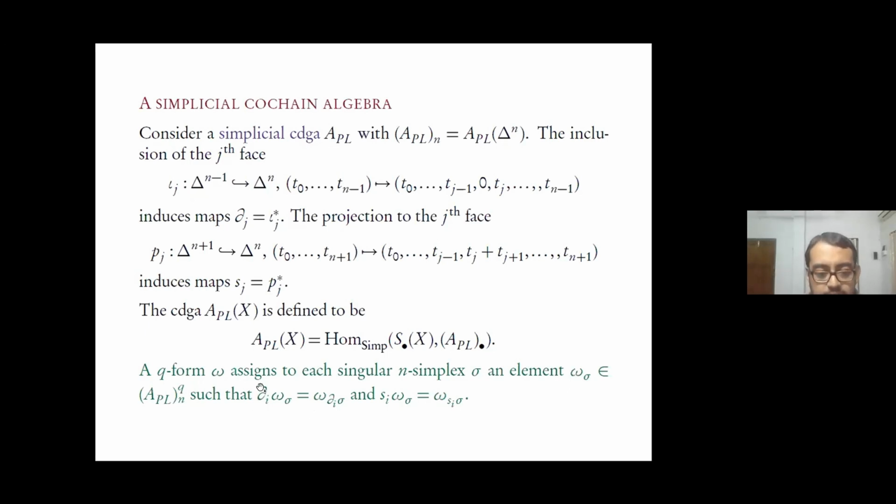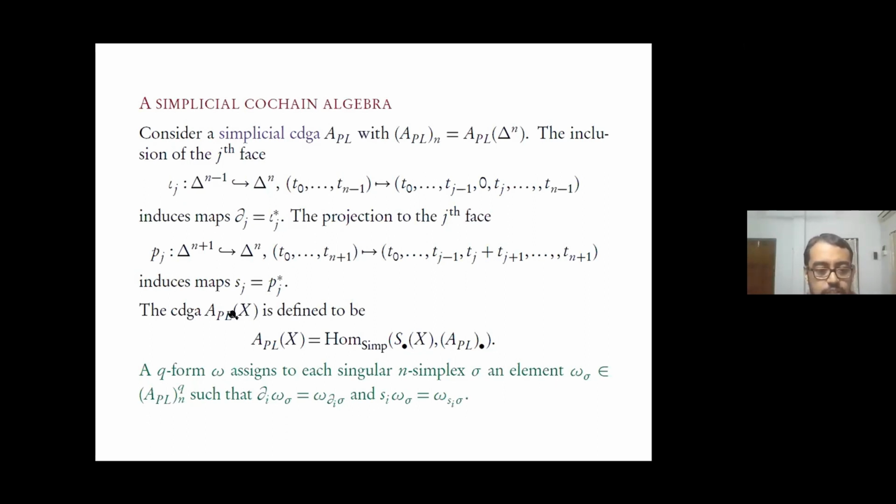This collection should be compatible in the sense that if I take del i of omega sigma, that should be omega assigned to del i of sigma. And if I take s i of omega sigma, that should be omega assigned to s i of sigma. So this is exactly what we did in the simplicial complex, except that we had finitely many simplices because the space was built nicely out of simplices, if you are talking about, say, a finite simplicial complex. So this is the generalization of that.